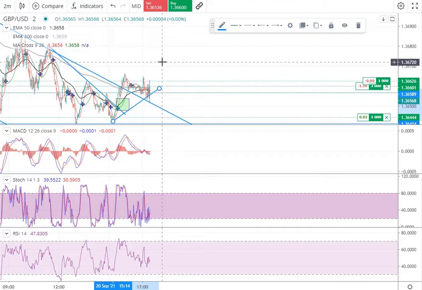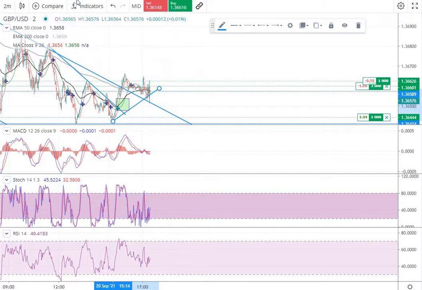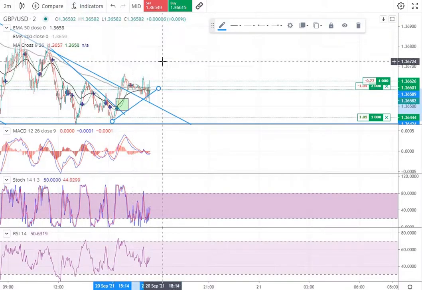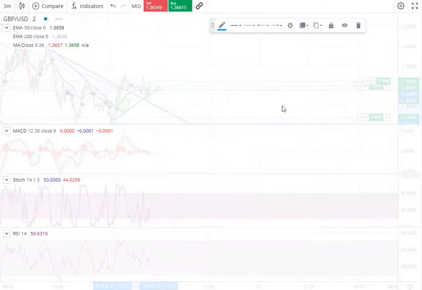Right now I'm using forex.com, but if you use Webull, pretty much any platform, you can find these indicators, except for Robinhood. I don't think you can. But next we'll go to the 3 minute.